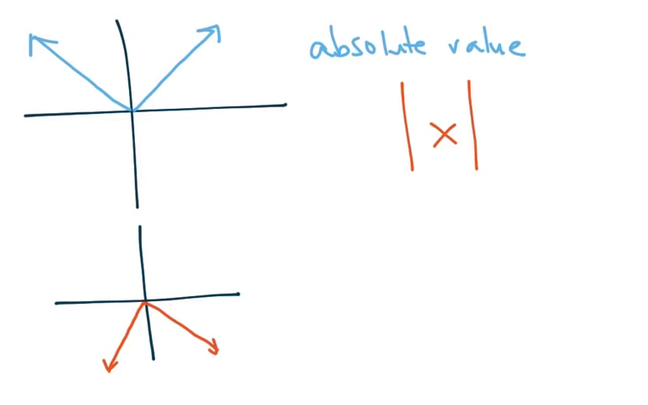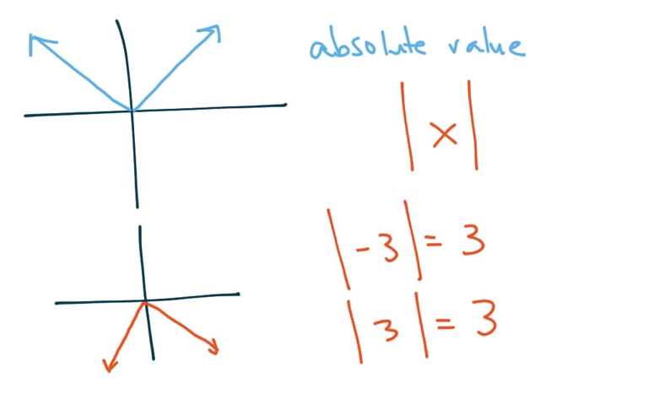The thing that's special about absolute values is whatever number you plug into an absolute value, the output is positive. So if you do the absolute value of -3, you get +3. And the absolute value of +3 is also +3.